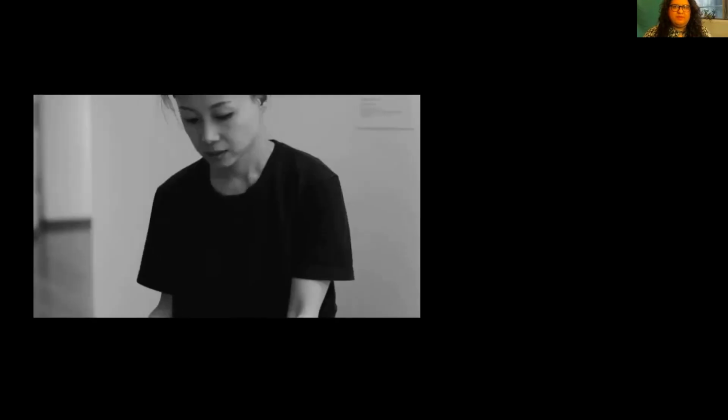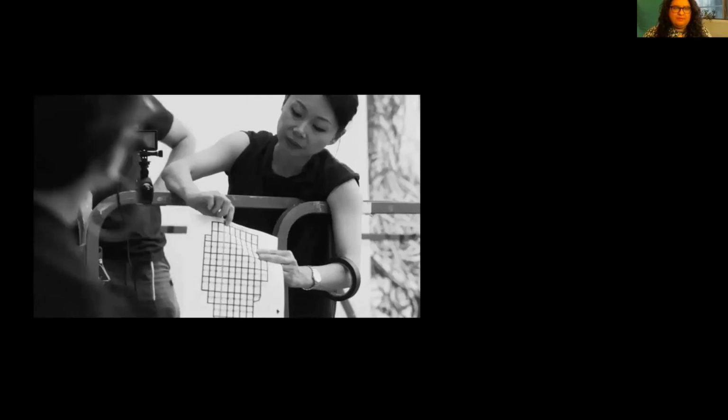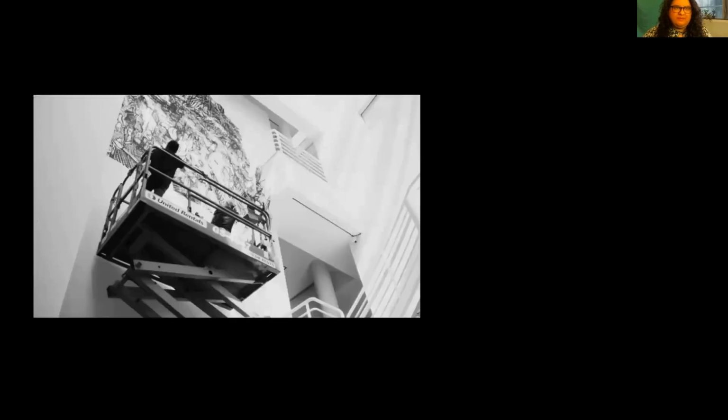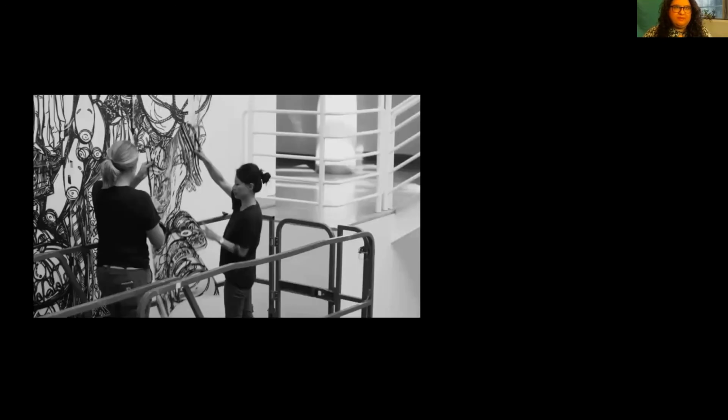For this particular installation, I think there are 67 sheets of mylar. Once I'm done with the drawing, I give each mylar a number and make a little map of the drawing that shows which number goes to where. So installing the piece is just like putting together a really big puzzle.